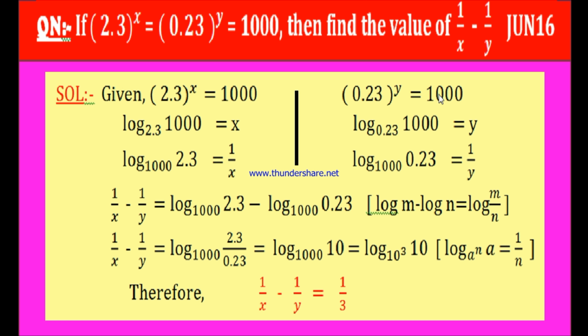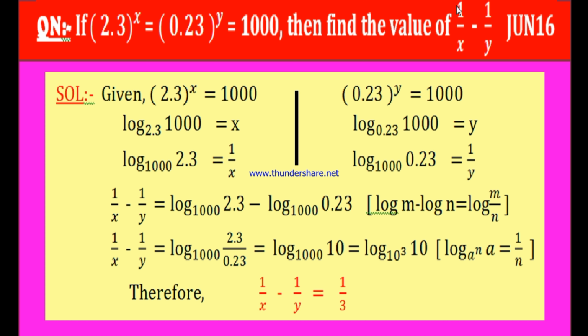Another case, this is log 1000 to the base 0.23 is equal to y. Now we got the values of x and y, but we need 1 by x and 1 by y. Therefore, if x is equal to log 1000 to the base 2.3, then for 1 by x you have to interchange these two values. That is, 1 by x is equal to log 2.3 to the base 1000. Similarly, on the other side, if y is equal to log 1000 to the base 0.23, then 1 by y is log 0.23 to the base 1000.